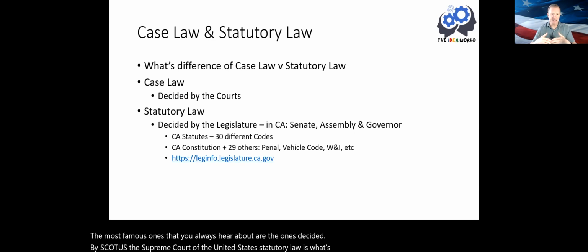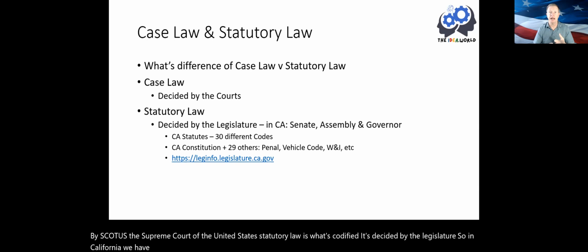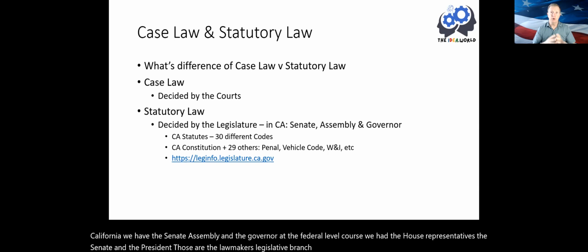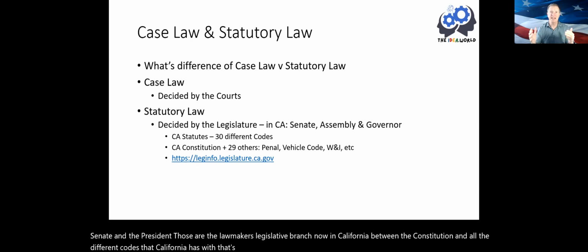It's decided by the legislature. So in California, we have the Senate, the Assembly, and the governor. At the federal level, of course, we have the House of Representatives, the Senate, and the president. Those are the lawmakers, the legislative branch. Now in California, between the Constitution and all the different codes that California has, that's a total of 30 different sets of laws. 30, it's a ton.